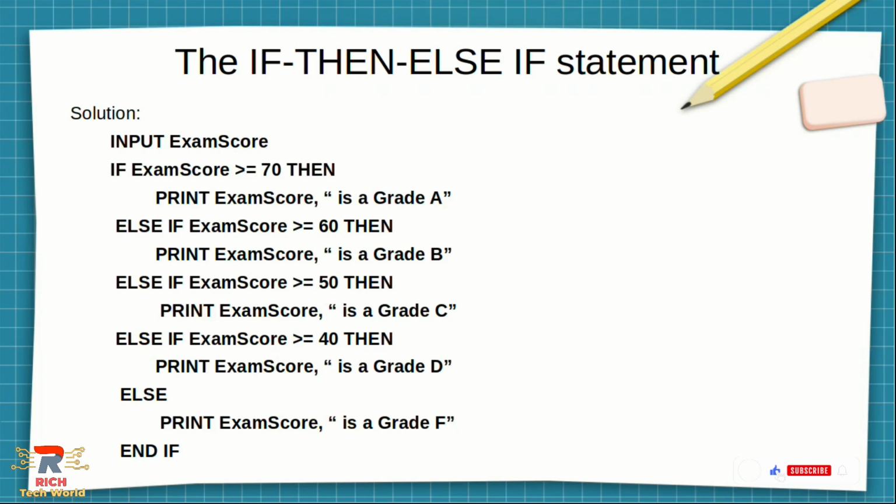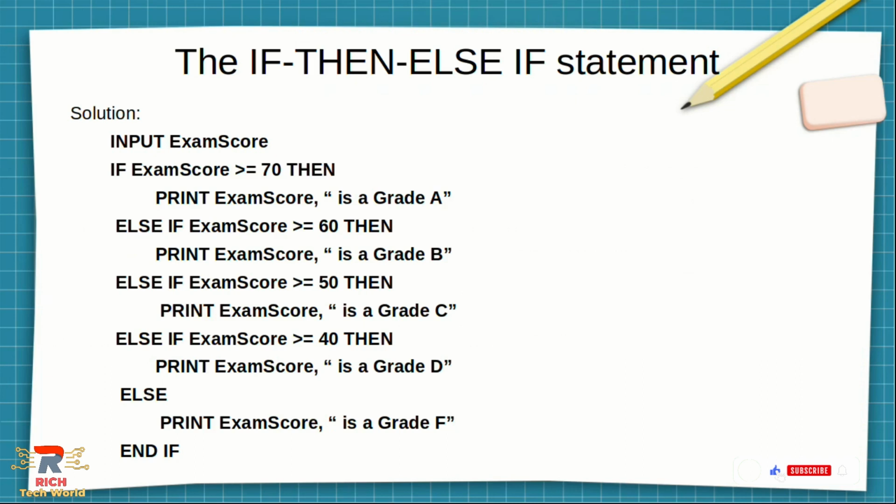Then it moves on to the next statement, which is the next else if: if the exam score is greater than or equal to 50, then print the exam score is a grade C. If that particular condition is true, then it prints it and then moves on to the end if and runs the other code beneath it. But if it is not true and it's false, it continues like that, just as I have explained.